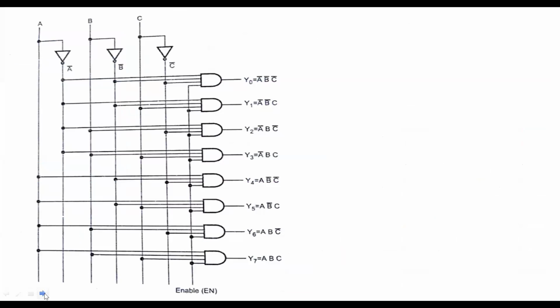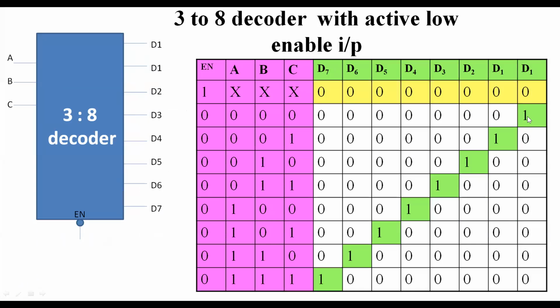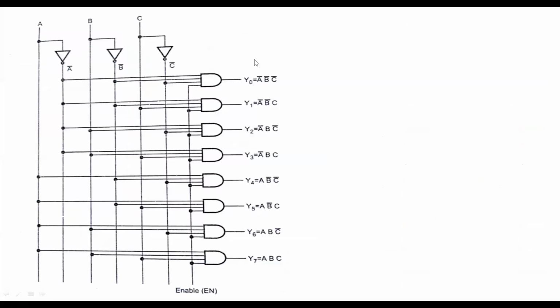We'll see the logic diagram for the 3 to 8 decoder for the same circuit based upon the output equations. Output D0 equals 1 when A is 0, B is 0, C is 0. Therefore, you can write A bar into B bar into C bar. Similarly, D1 equals A bar into B bar into C. D2 equals A bar into B into C bar, and so on up to D7. Based upon the output equations, you can write the output expressions. From that, you can draw the logic diagram using basic gates, NAND gates, and NOR gates.